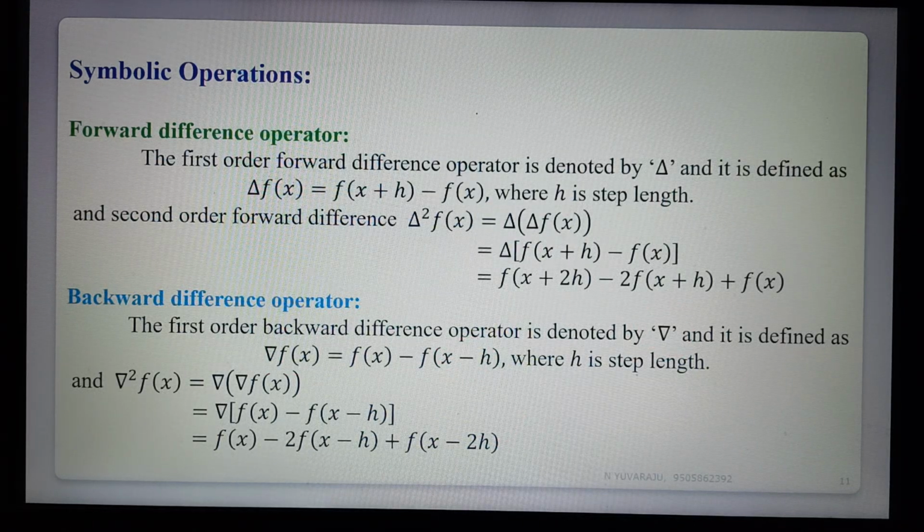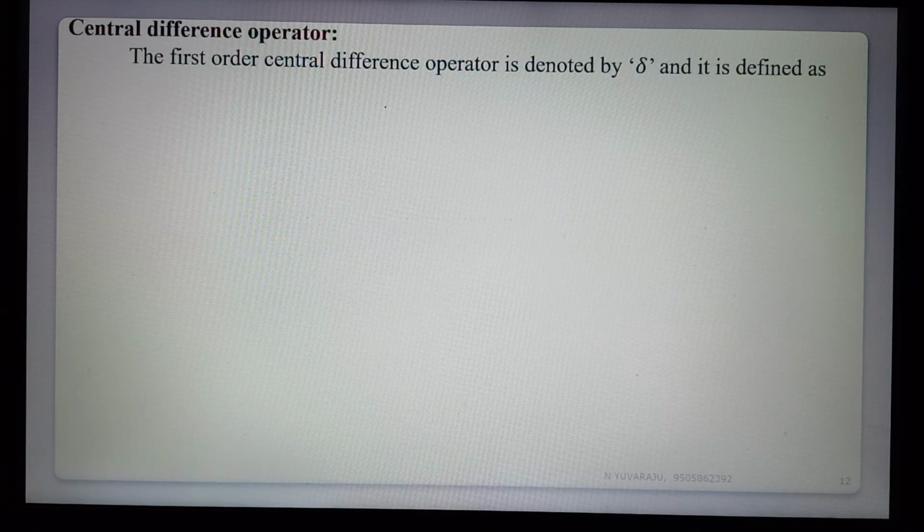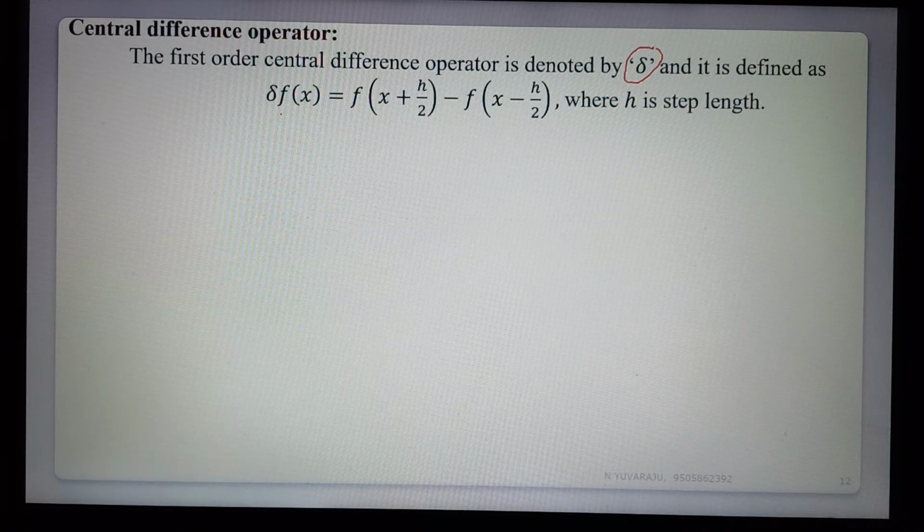Next, continuing the definitions, the central difference operator. The first order central difference operator is denoted by delta. Delta f of x is equal to f of x plus h by 2 minus f of x minus h by 2. Here h is taken in the middle, at half steps. The difference is the same, but the denotation is different; since it is central, we take values in the middle. Here h is the step length.